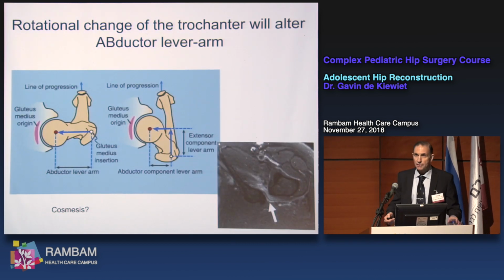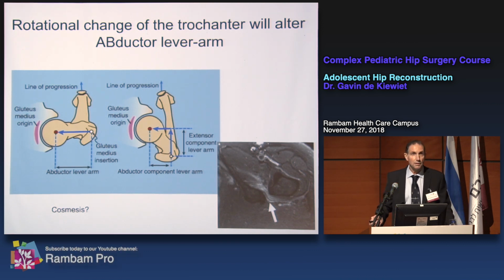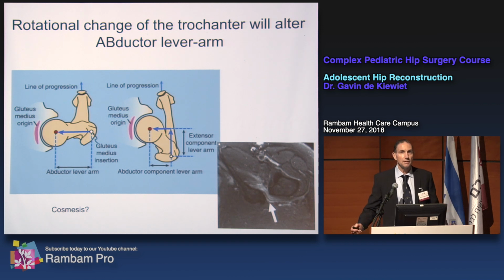Is rotation important? And this has been mentioned before. So yes, if you rotate the trochanter and the trochanter goes backwards, can you see how this abductor lever arm is going to change? The extensor lever arm changes as well. So rotation of the proximal femur is fine, but it does alter where your trochanter is. You need to bear that in mind.